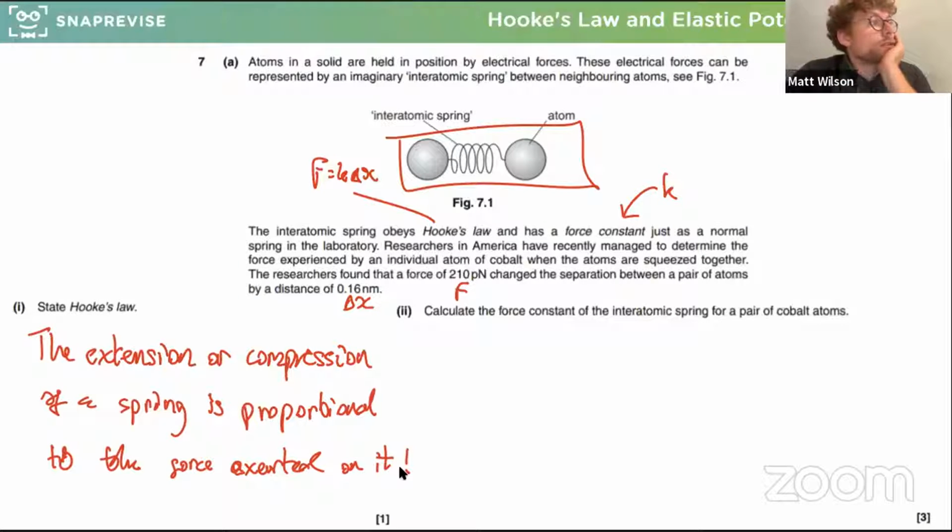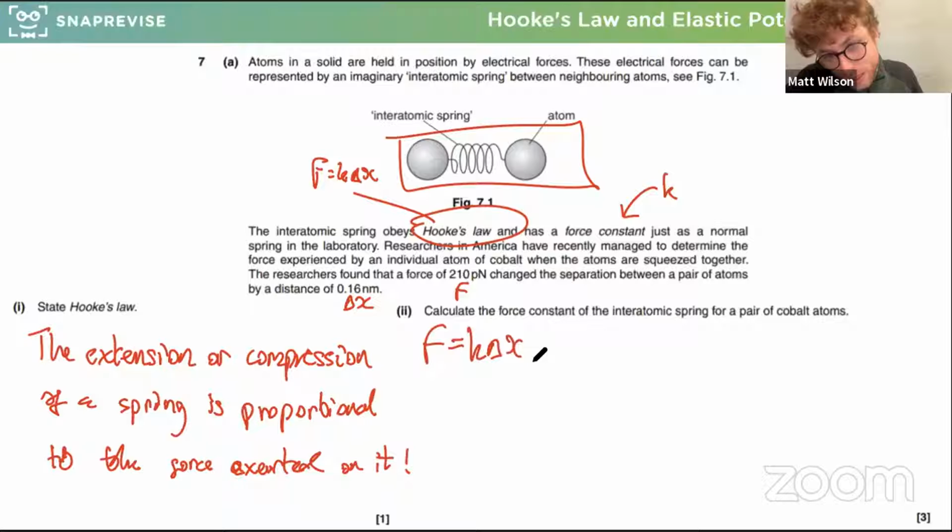Okay, and then we're asked to actually use Hooke's law. So calculate the force constant of the interatomic spring for a pair of cobalt atoms. And remember, we've been told it's okay to assume it obeys Hooke's law. So we know F equals K delta X. They told us that in the question by saying we can use Hooke's law. And the force constant is this number K. So let's rearrange for that. K is force over extension.